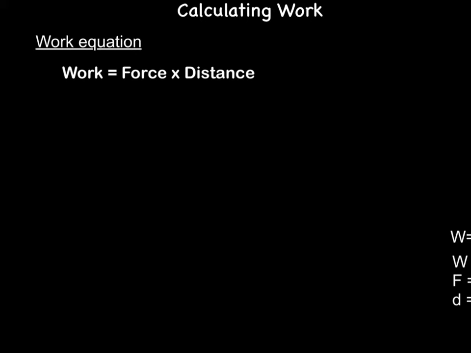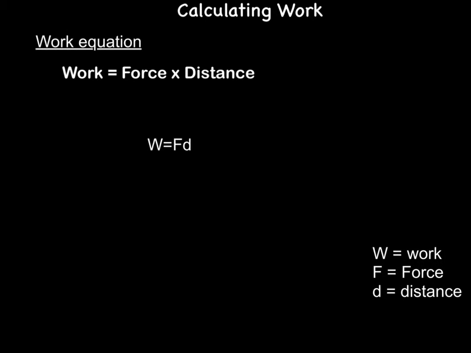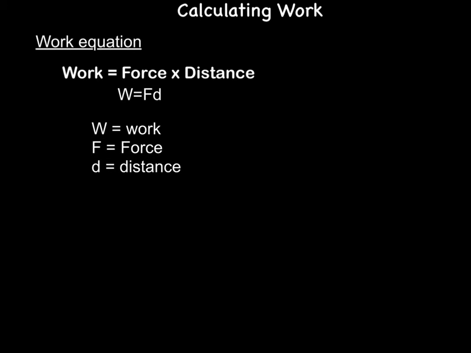It's very much like our definition. So if we know the definition, we know the equation. Work is equal to a force times a distance. We can write that equation in a couple different ways. Instead of all of those big words, we can write W equals FD. In this case, W is equal to work, F is equal to force, and D is equal to distance.